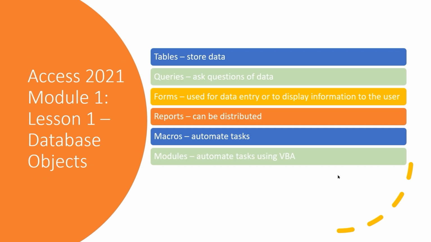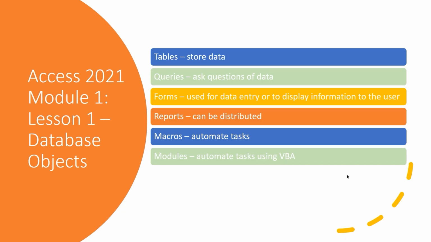Now, when it comes to database objects, you have 6 of them. Your tables are the only object that stores your data. So tables are pretty important in Access. It's the only place that holds your data. Then we have queries. Queries are used to ask questions of data. For example, I want a list of my customers that are in New York. That would be a query.